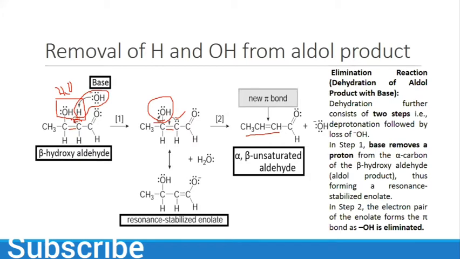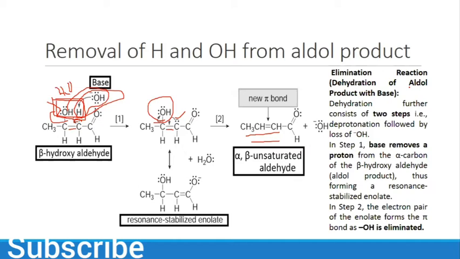Okay, if you want to follow this procedure which I showed you, you can take first hydrogen with the base, and then OH will be removed by itself as a base, and then we have a double bond. Or you can remove an H2O molecule like this, and then you have your final product, which is an alpha beta unsaturated aldehyde. Elimination reaction, so this is dehydration of aldol product with the base.